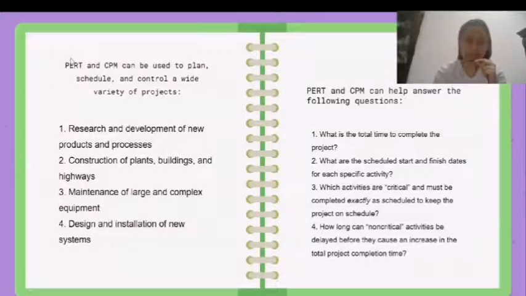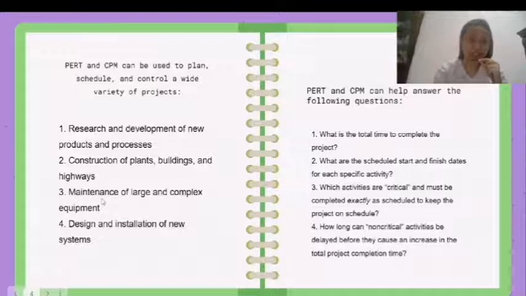PERT and CPM can be used to plan, schedule, and control a wide variety of projects. Number 1, research and development of new products and processes. Through the use of PERT and CPM, the managers discover new processes to best complete the project on time. Number 2, construction of plants, buildings, and highways. PERT and CPM are used in construction projects as they are complex and large to manage.